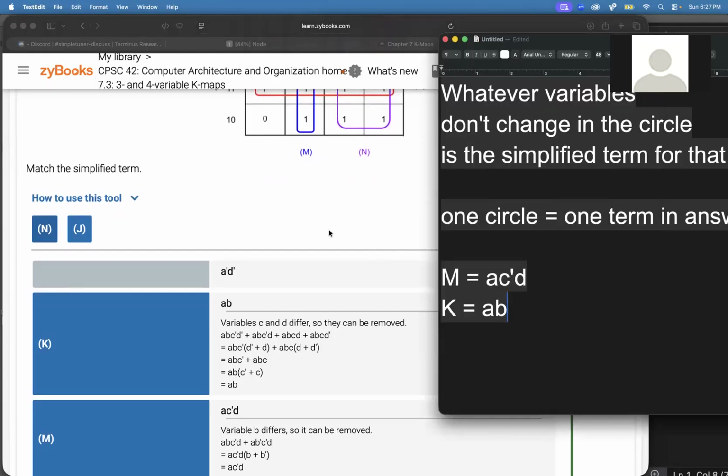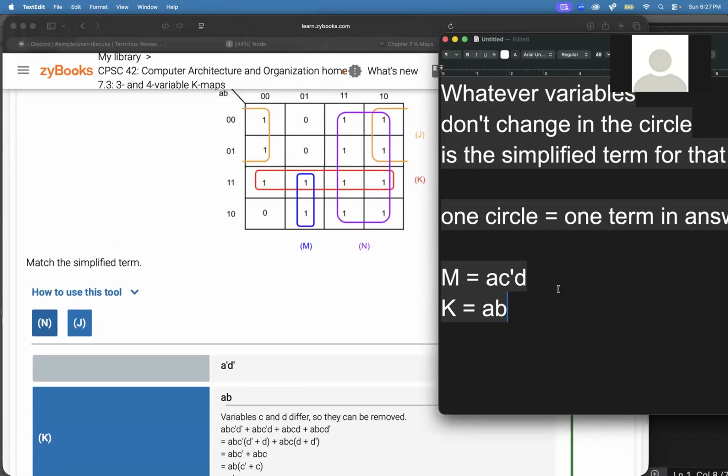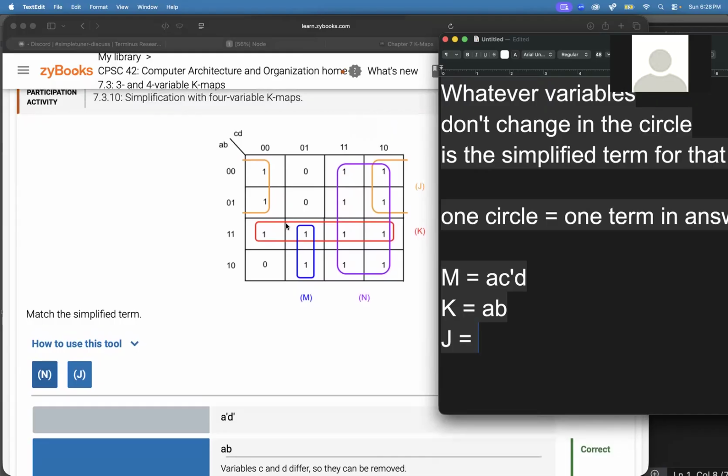All right. We can do what's next. Let's do J, I guess. I'm doing them out of order. J is up here, orange box. So in the orange box, what doesn't change? You have to look. So do the variables one by one.